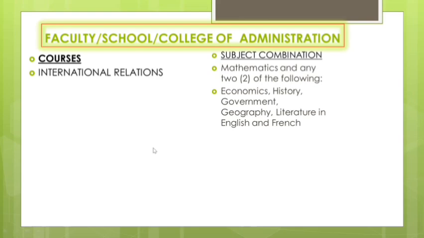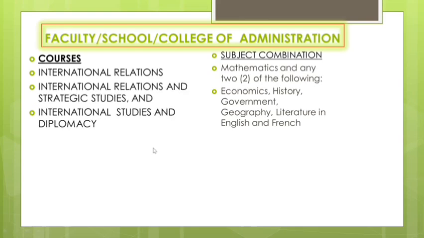For candidates applying for international relation and strategic studies, and international study and diplomacy. Your JAMB subject combination include mathematics and any two of the following: economics, history, government, geography, literature in English, and French. You are to select mathematics and choose any two subjects from here that you know you are good at.